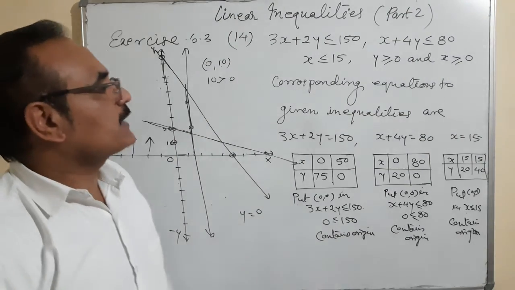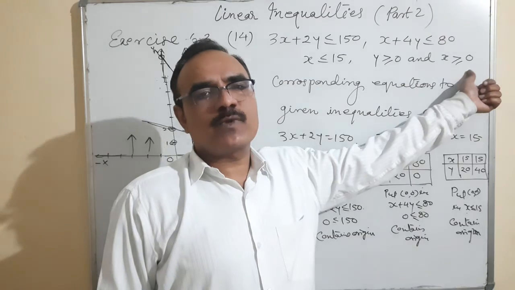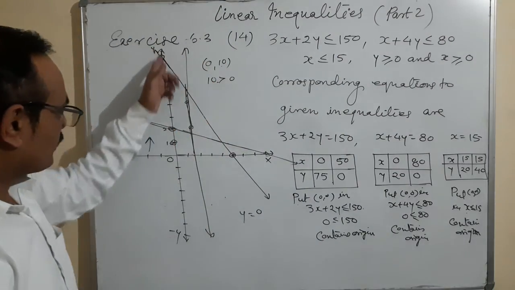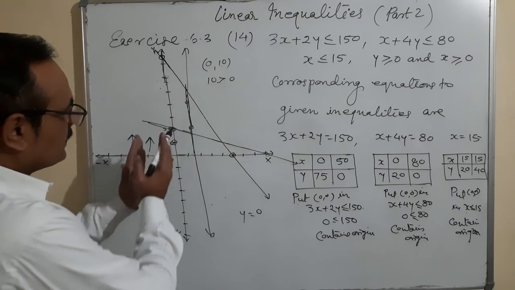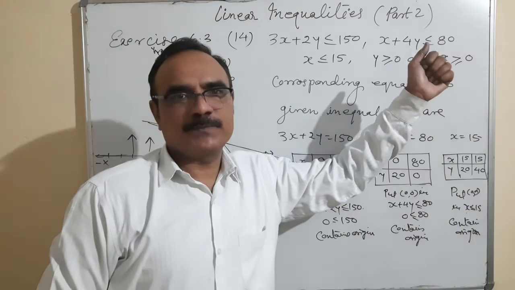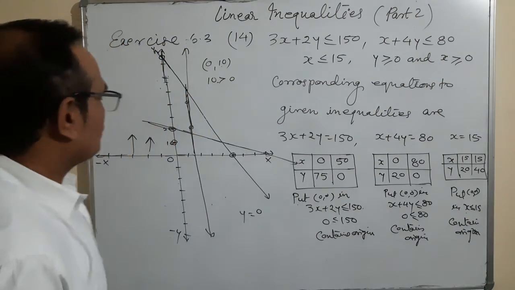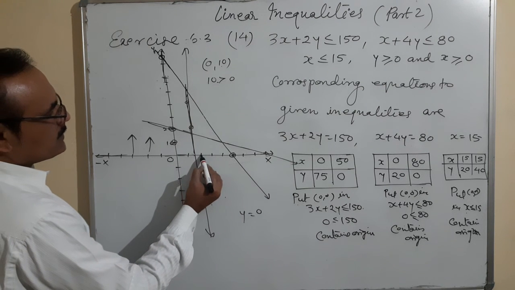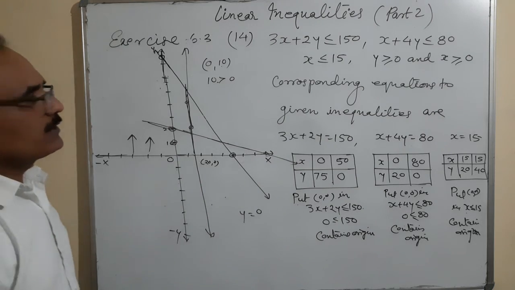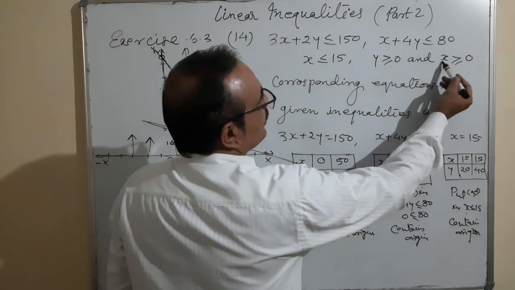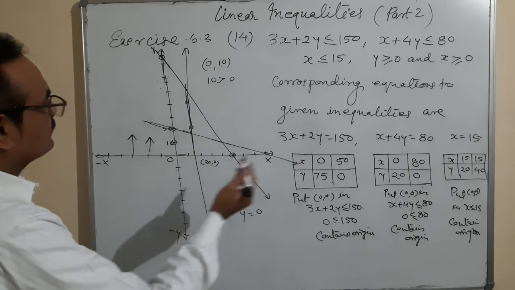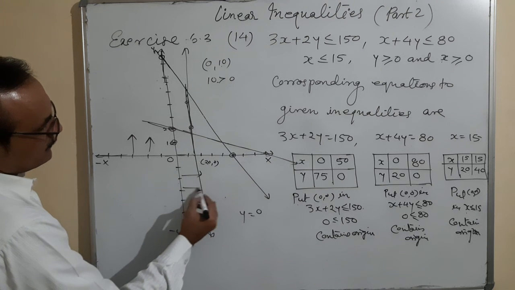Second one is x is greater than or equal to 0. Corresponding equation, x is equal to 0. X is equal to 0 means it is the y-axis. Now let us decide whether the right part or the left part will be the representing part. Suppose I take this point, 20, 0. When I put 20, 0 here, 20 is greater than 0, which is true. So that means to the right.